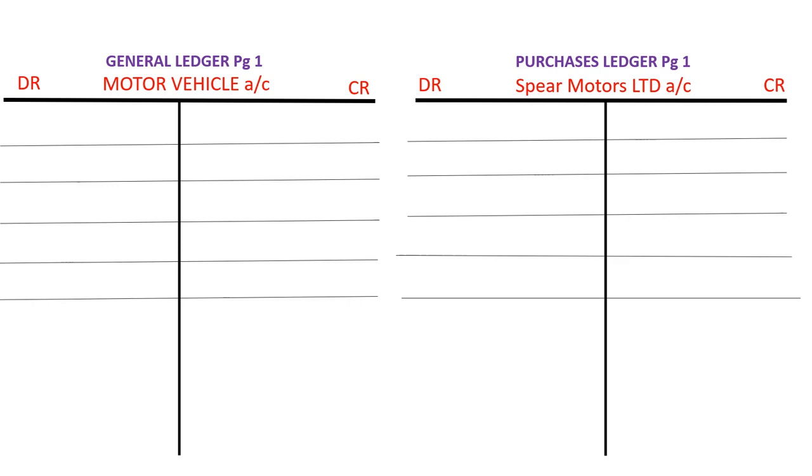So in the general ledger, we shall do just exactly that. We debit the motor vehicle account. The other item affected is Spear Motors. It took place on 1st December. Then we shall complete the double entry by crediting the Spear Motors account at 10 million. The other item affected is the motor vehicle account, and it took place on that date. So after that, that's it.